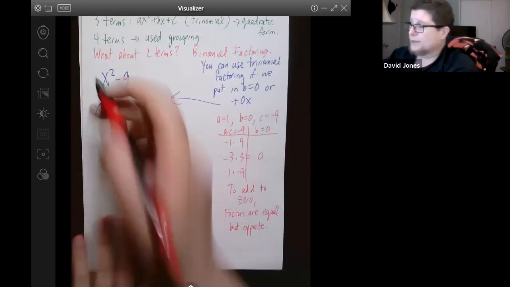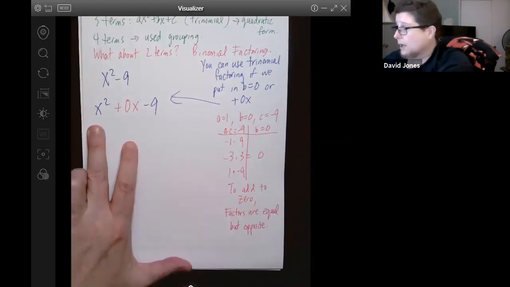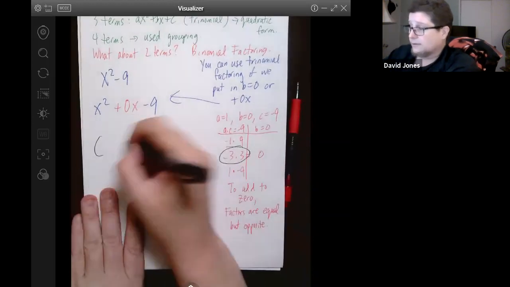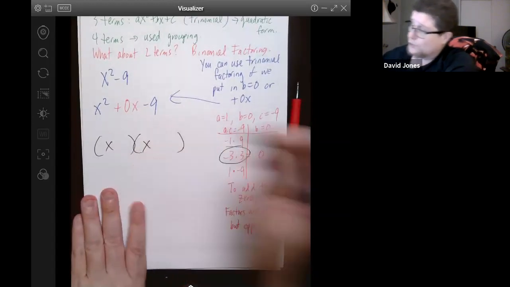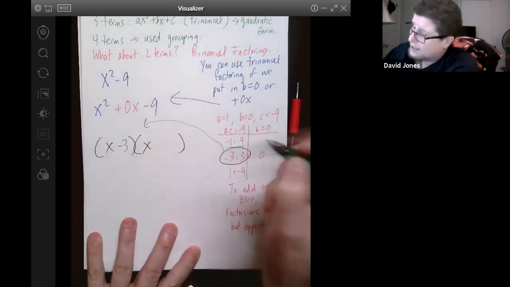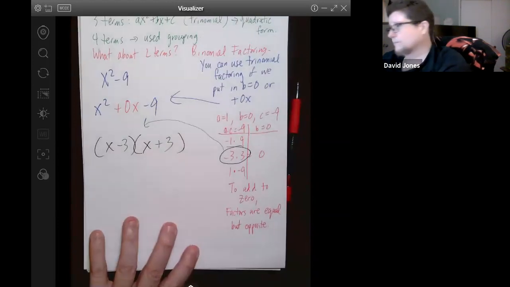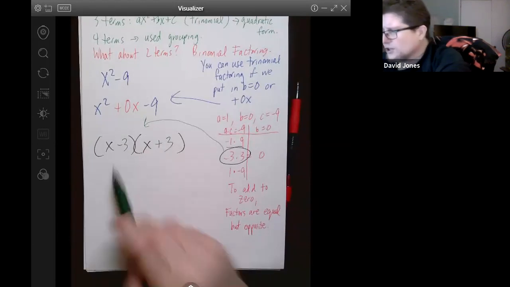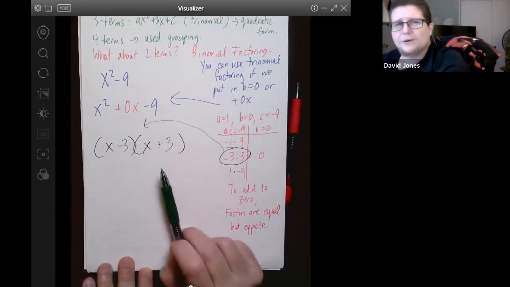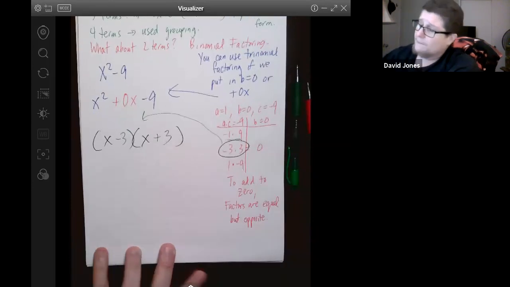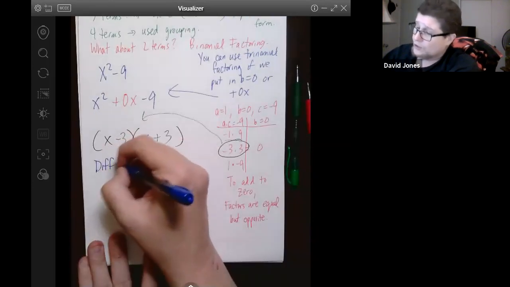And so this becomes, and since a equaled 1, we can jump straight to the chase. We put x's in front. We use our shortcut. We throw a -3 in one and a +3 in the other. This should look a little bit familiar. We did this going the other way. In fact, I called this to you something before. This is the difference of squares.